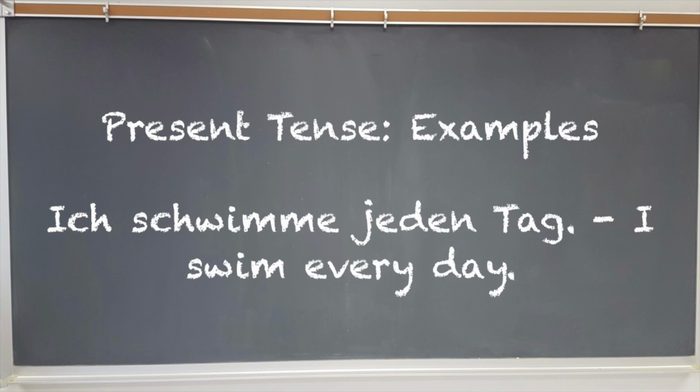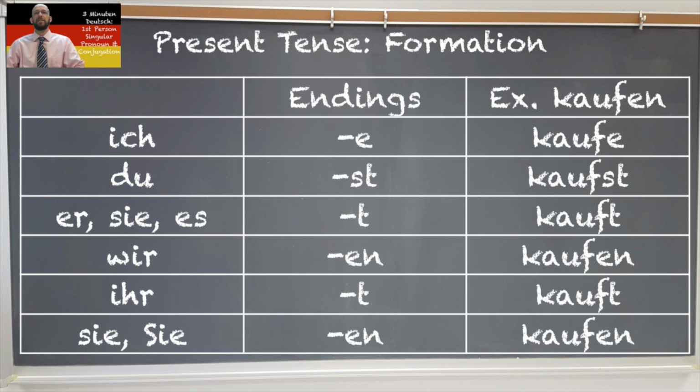It's happened in the past and will happen again in the future, and so we assume that this is going on in the present. The formation of the present tense in German is only using one verb, unless of course there is a modal auxiliary, which I've talked about in the 3 Minuten Deutsch series that I have over here on my channel. The verb is conjugated with an ending to fit the pronoun.